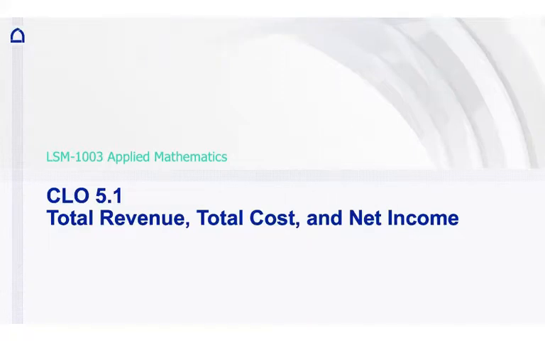CLO 5.1: total revenue, total cost, and net income.